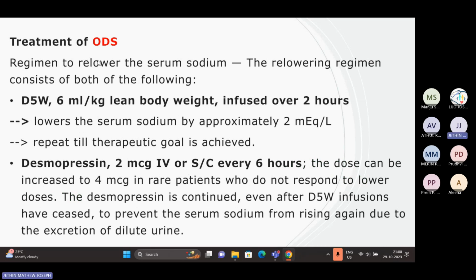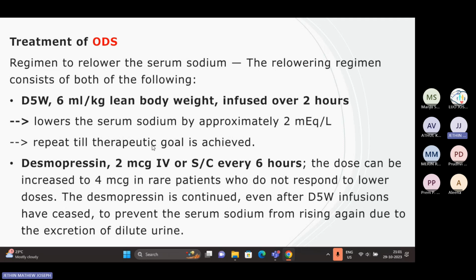Just to briefly go through what to do if a patient has osmotic demyelination syndrome. You have to relower the serum sodium, so you have to bring the sodium down. One thing you can give is 5% dextrose to the patient: 6 ml per kg of lean body weight infused over 2 hours. This will lower the serum sodium by approximately 2 milliequivalents per liter, and repeat till the therapeutic goal is achieved. And another thing is desmopressin.